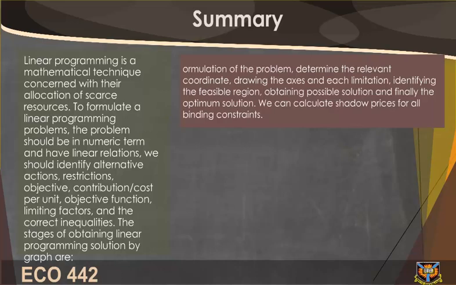The stages of obtaining a linear programming solution by graph are: formulation of the problem, determining the relevant coordinates, drawing the axis and each limitation, identifying the feasible region, obtaining possible solutions, and finally, the optimum solution. We can calculate shadow prices for all binding constraints.